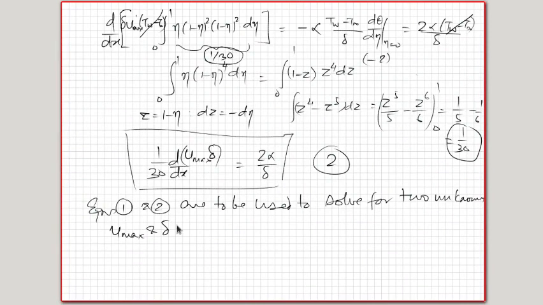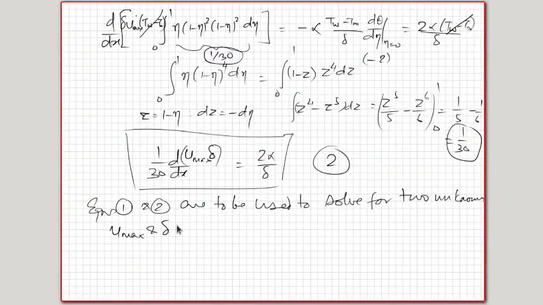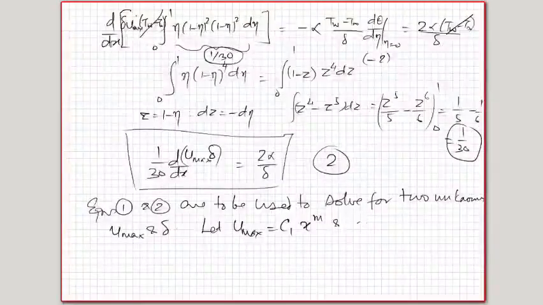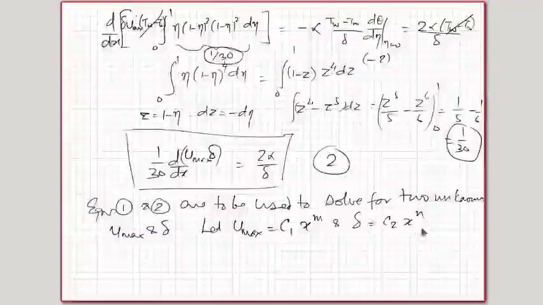You can either use the order of magnitude analysis and write the x dependence of U max and delta here, or you can just assume something and evaluate what the powers are. Okay, let me do the second one. So let's assume that U max is some C1 times x to the power of m, and delta is equal to some C2 times x to the power of n. Okay, because we know that both of these are going to depend on x to the power of something.